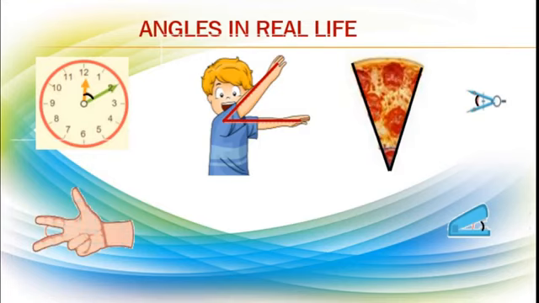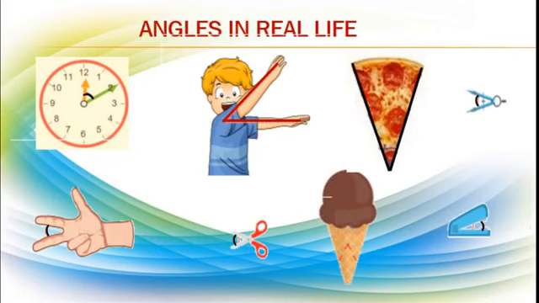See here, two fingers, and again here an angle is formed. See the angle. Here also a scissor is there. The two arms of the scissor make an angle that is also smaller than 90 degree. And see this ice cream cone. See the angle of the cone, that is also less than 90 degree, because you know about the 90 degree.